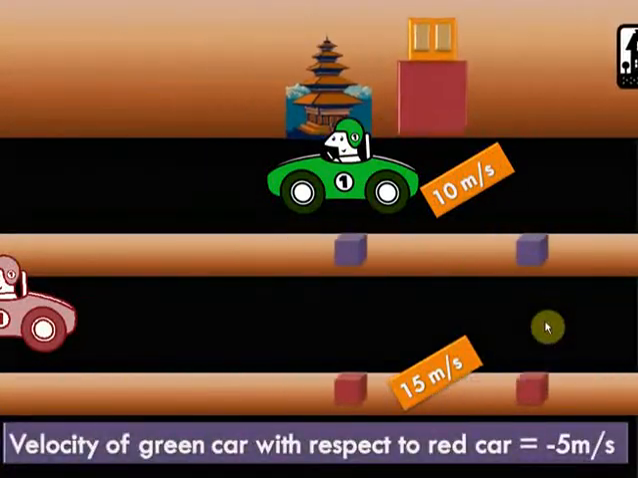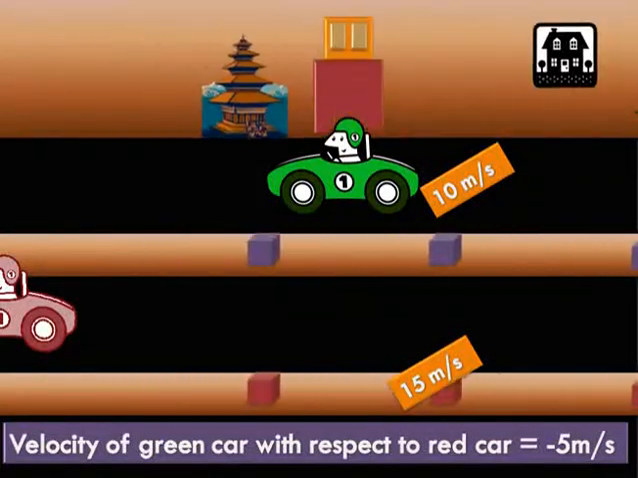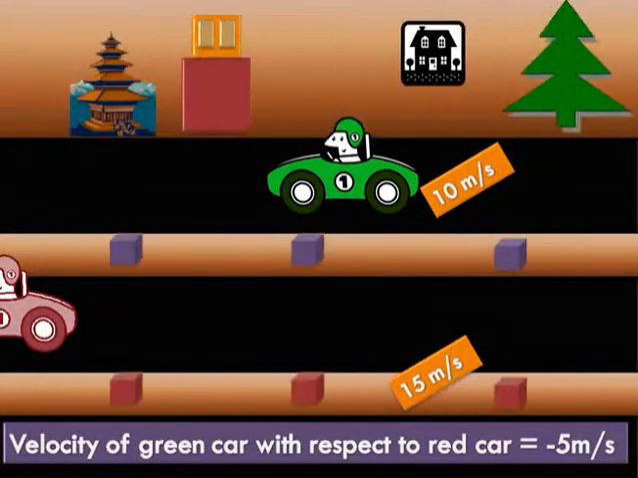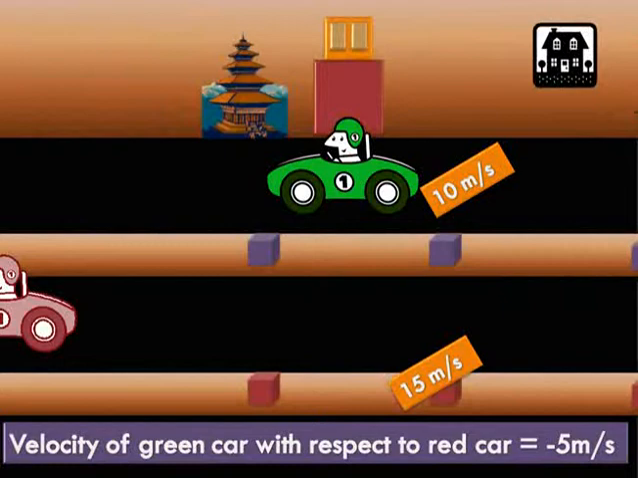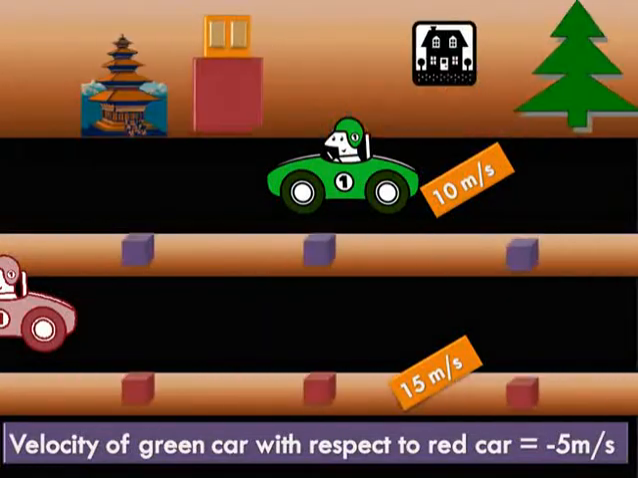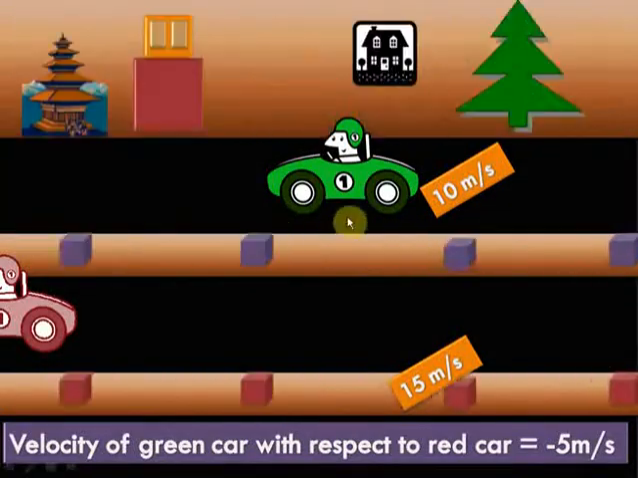Similarly, the velocity of the green car with respect to the red car is minus 5 meters per second. So if there's an observer sitting inside the red car, he will see the green car moving backwards at 5 meters per second, isn't it? After all, his velocity is 15 and the green car's velocity is 10. So he will see the green car moving backwards at 5 meters per second.